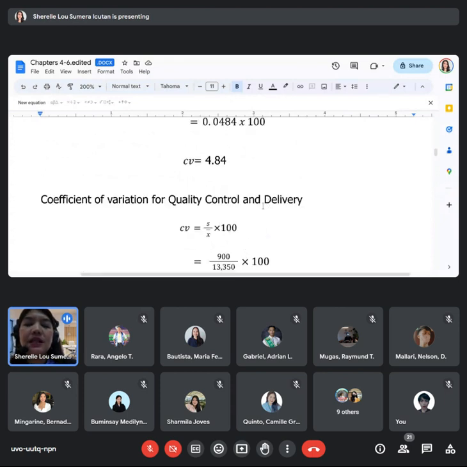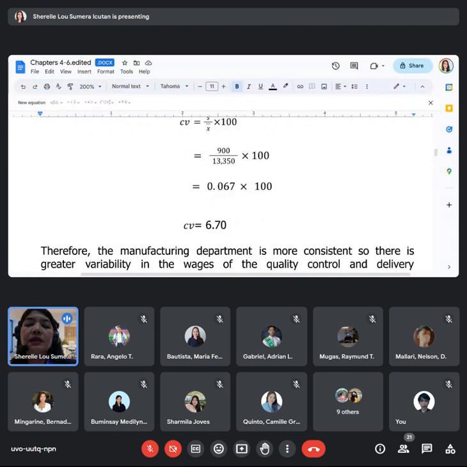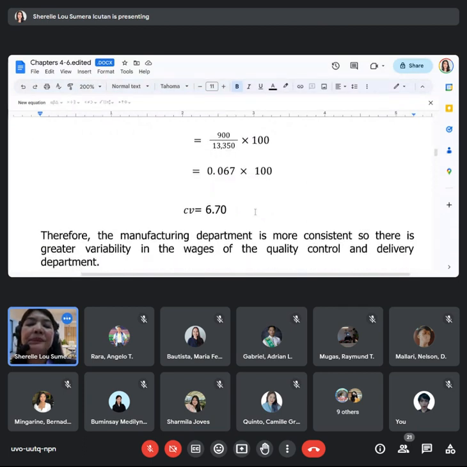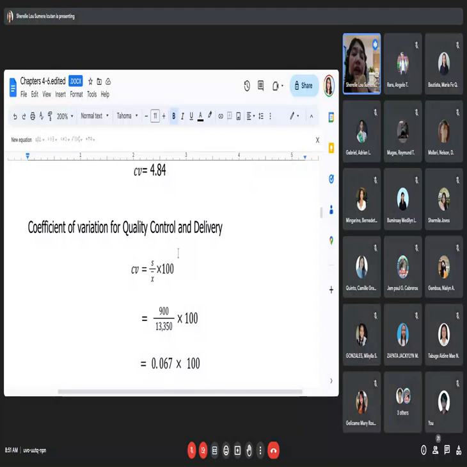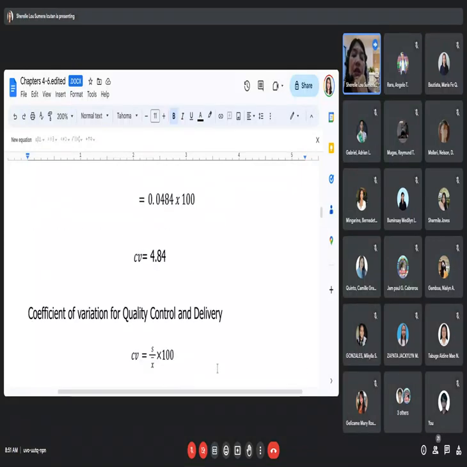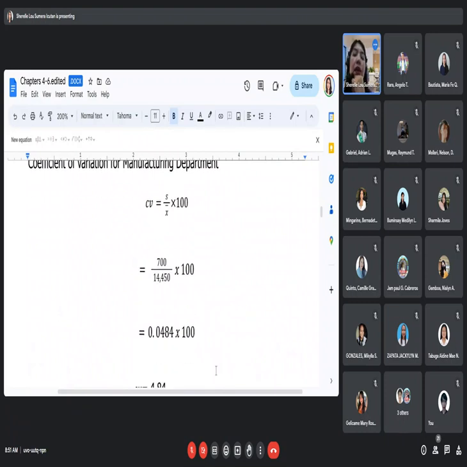Yung mas malaki ang CV, yun yung mas varied ang pasweldo. So 4.84 versus 6.70, the answer is 6.70. Ano ang mas maraming variability? Therefore, the quality control and delivery department, the wages of that department is more varied kasi mas malaki yung 6.70 compared to the wages of the people in the manufacturing department.